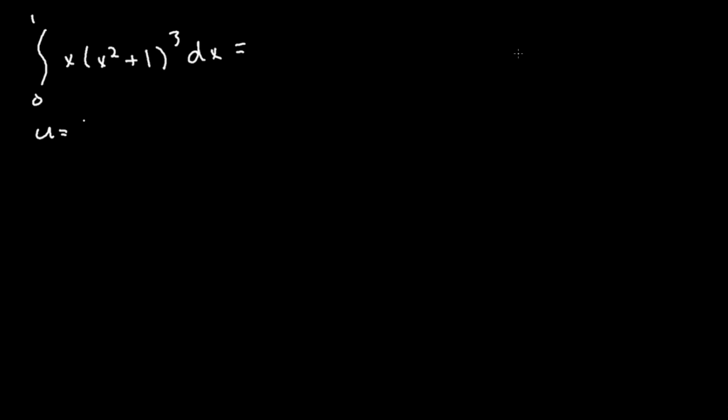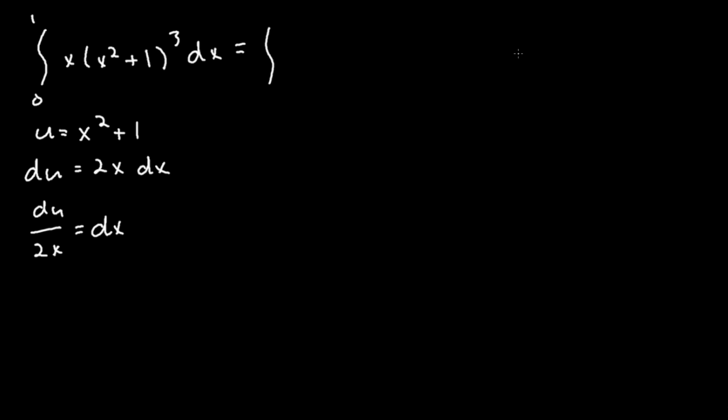And what we want to do is set the inner function equal to u. Okay? And then when we take the derivative of both sides, the derivative of u gives you du, and the derivative of this side gives you 2x dx. And again, if you isolate dx, you'll get du over 2x. So right now we have x times u cubed, since u is equal to x squared plus 1, we can substitute that in. And dx is equal to du over 2x.